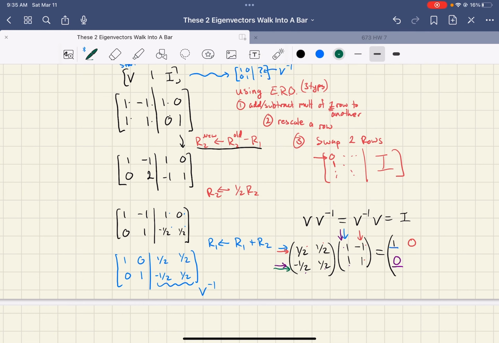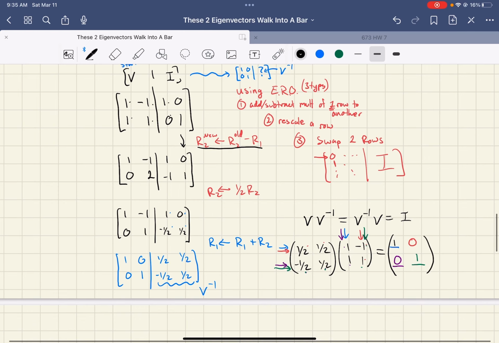Okay, I'm still in the second row, but now I'm going to go to the second column. So second row, second column, that entry is going to be here. I have -1/2 times -1. Oh, so +1/2 plus another +1/2. I get 1. All right, so yes, indeed, we got the identity matrix.